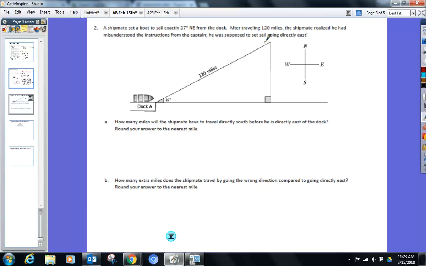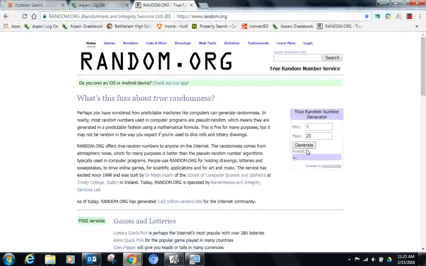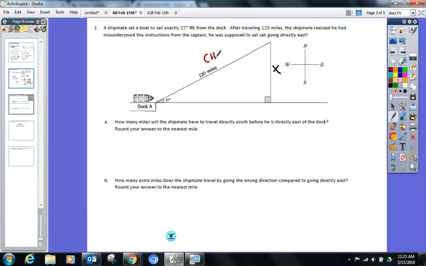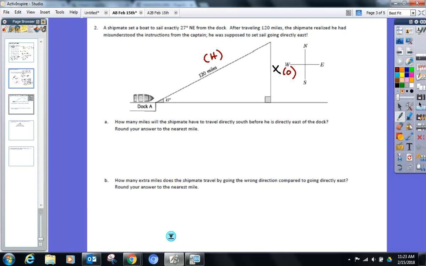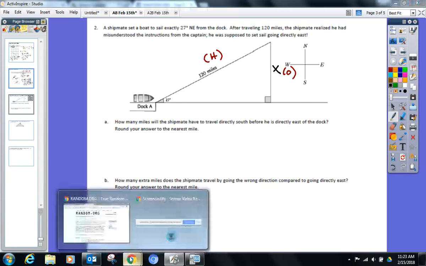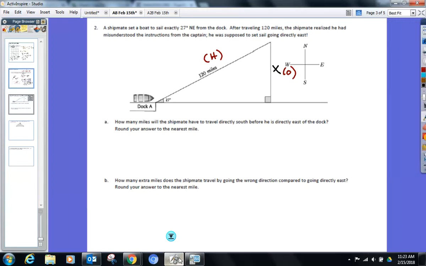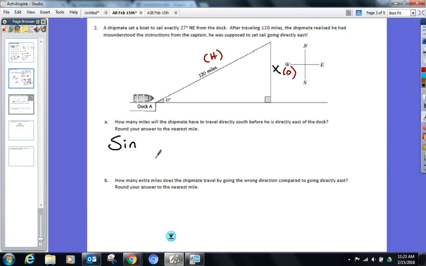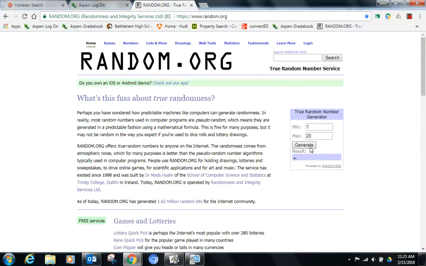So does everyone see what we're looking at to solve? We're going to solve for this leg of the right triangle, directly south. How far does he have to go? Help me out. What sides am I given? Hypotenuse and the opposite side. So the ratio I need to use: sine. Sine of, what's my acute angle, everyone? 27. Equals, what do you got for opposite and hypotenuse?